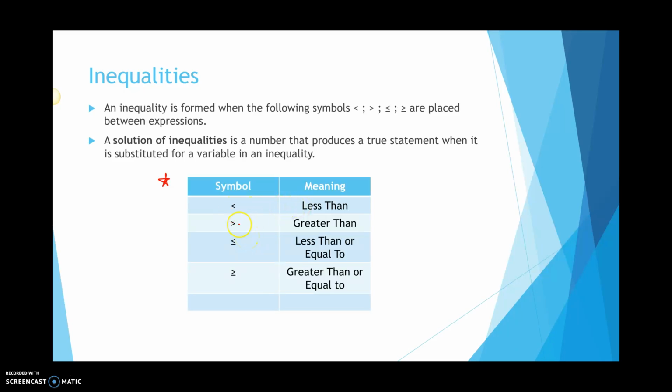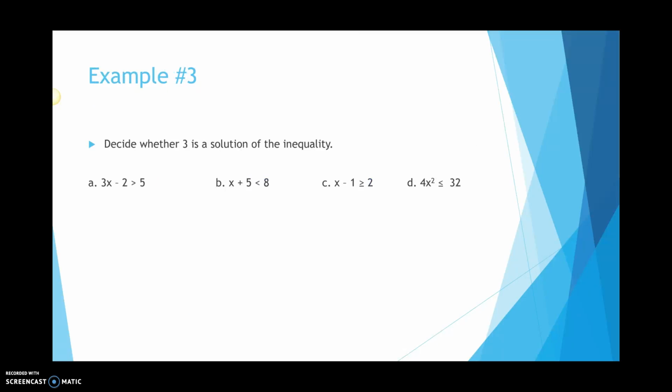So here we have the charts of what the different inequality symbols mean. Here we have the less than, greater than. Greater than, I always think like the crocodile mouth might eat you first. So that's how I look at greater than. When you have the lines underneath the symbols, that means it's less than or equal to. So it could equal or be less than, or greater than or equal to, meaning it could equal or be greater than the number. So let's look at some inequality examples here.